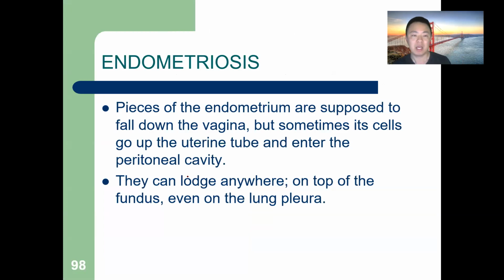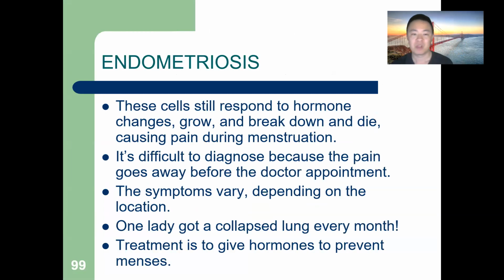All right, now endometriosis here. Pieces of the endometrium are supposed to fall down the vagina, but sometimes the cells go up the uterine tube and enter the peritoneal cavity. They can lodge anywhere on top of the fundus or even in the lung pleura. Now, these cells still respond to hormonal changes. They grow and break down and die, causing pain during menstruation.